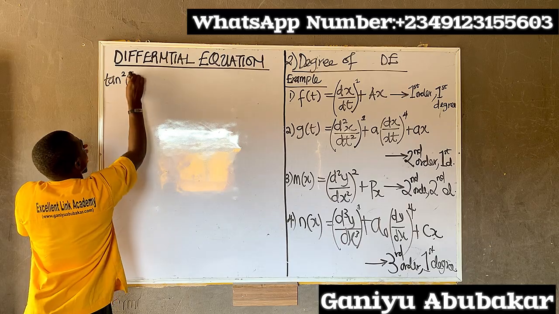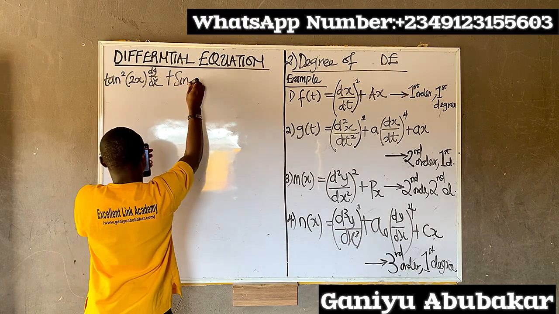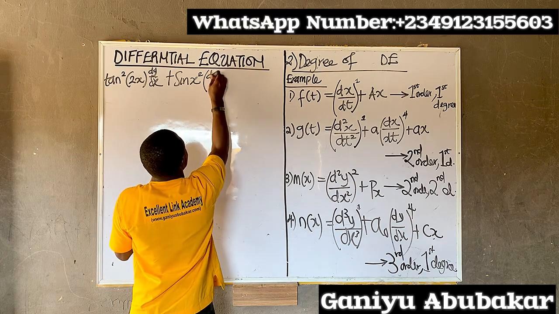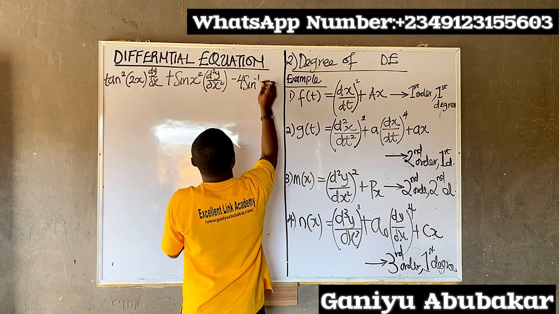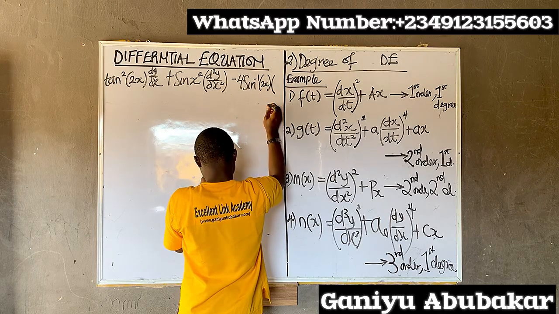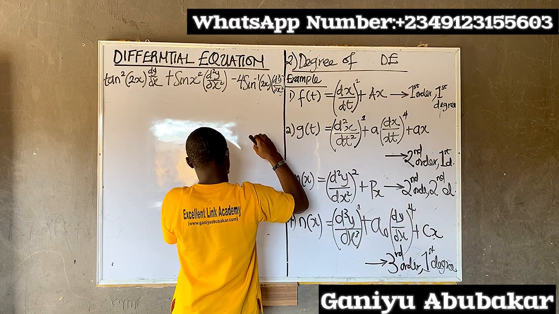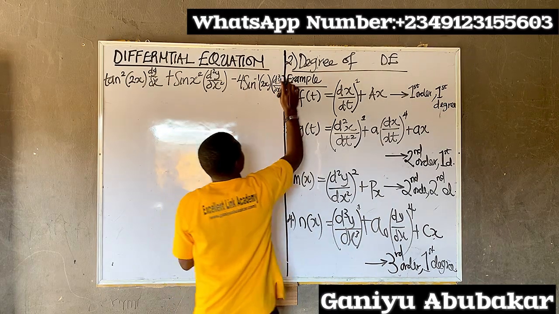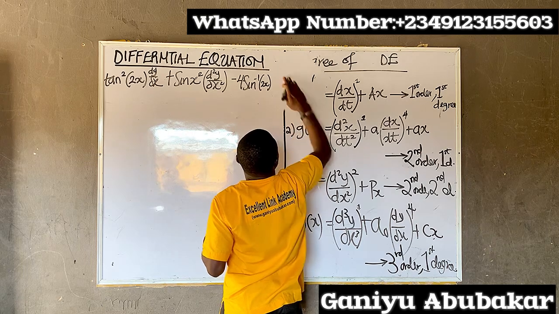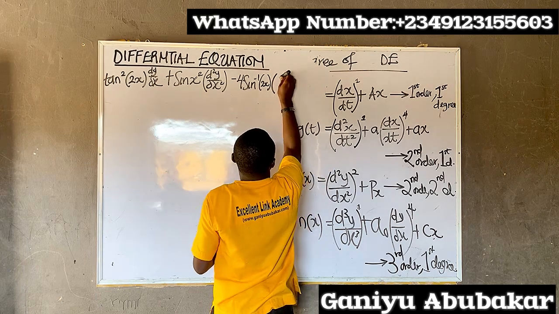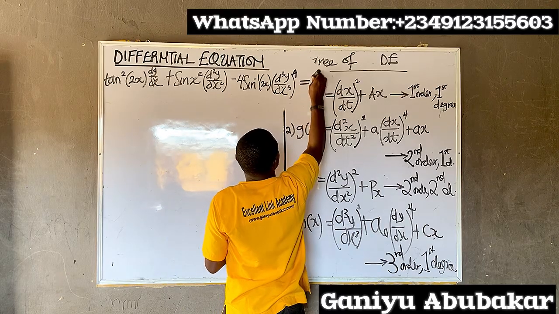tan squared 2x dy over dx plus sine x squared into the squared y over the x squared minus 4 sine inverse of 2x into the cube y over the x cube, all to power 4, then equal to 5.